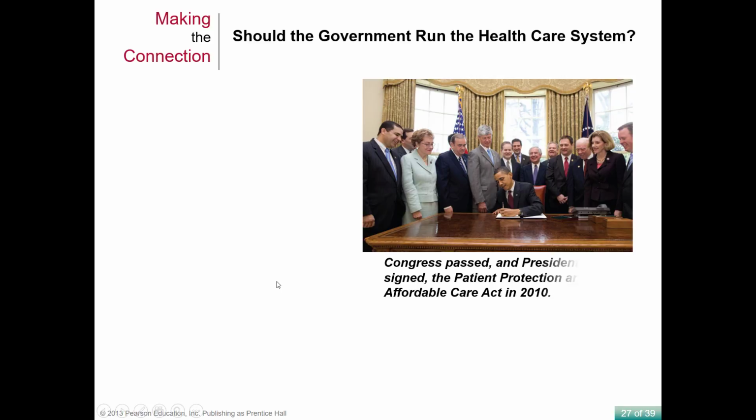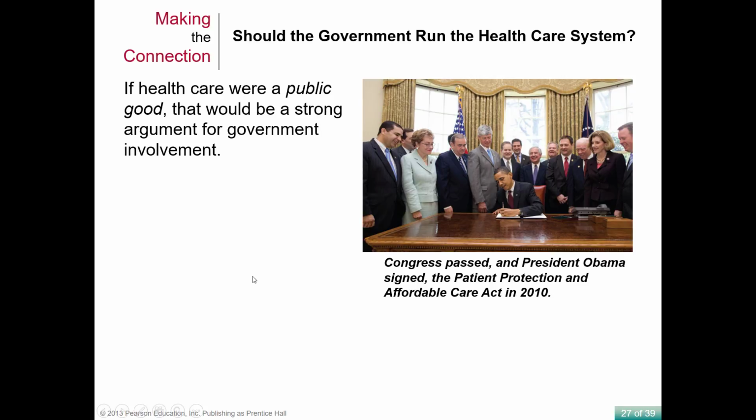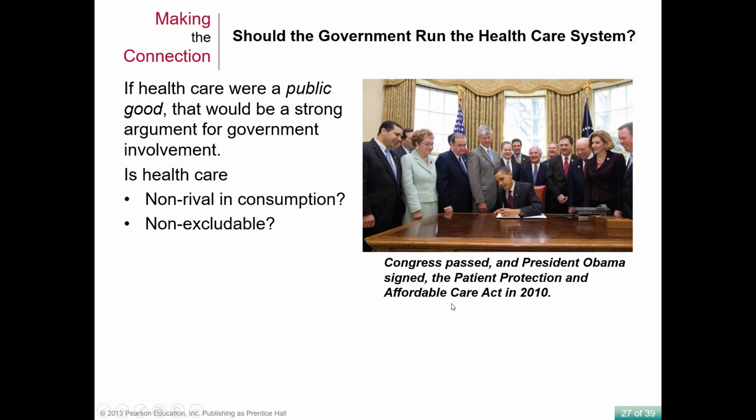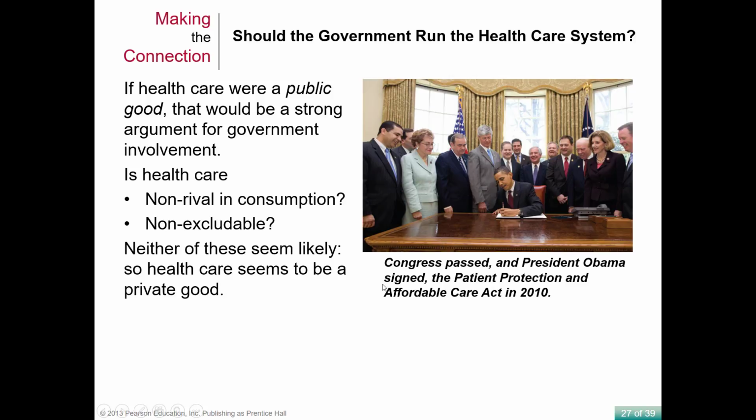Should the government run the healthcare system? You guys are going to do a live debate about this, or in general about the healthcare situation. If healthcare were a public good, there would be a strong argument for government involvement. Is healthcare non-rival in consumption and non-excludable? Neither of these. Healthcare seems to be a private good.